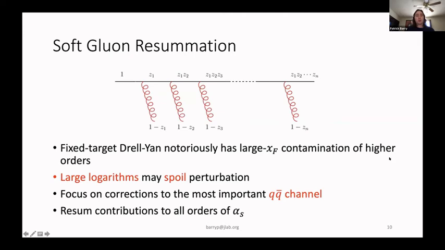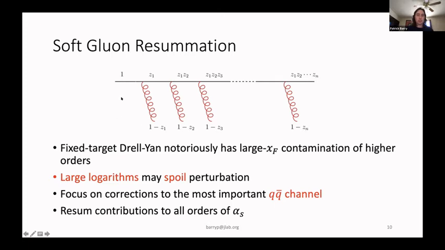So really what I want to focus on today in this PDF discussion is threshold resummation. When dealing with the fixed-target Drell-Yan data, which is where the pion data is from, it notoriously has a large XF contamination of higher orders. And these appear as large logarithms in the perturbative calculation. These large logarithms could potentially spoil the perturbation, and so threshold resummation is a way to address that. And like I said, we are going to focus on the quark anti-quark channel. That's the most important channel, so the QCD corrections on that will be the most important corrections.